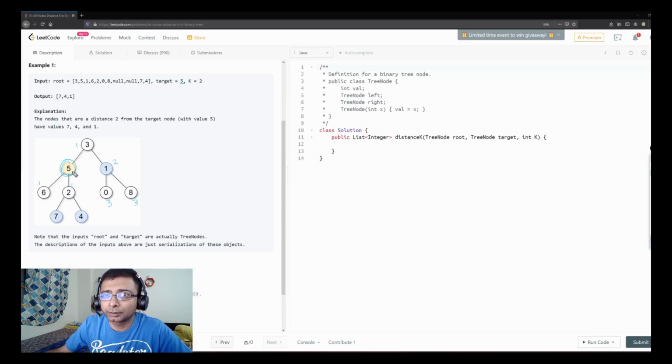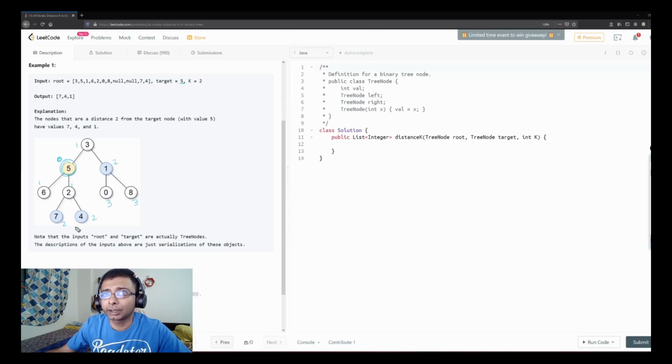So basically, how you find that out is how many steps you have to take outside. So from 5, I can go to 3, one step. From 3 to 1, another step. So this is two steps out from 5. Similarly, for 0, 5 to 3 is one step, 3 to 1 is the second step, and 1 to 0 is the third step. And similarly, here also we see that 5 to 2 is one step, 2 to 7 is the second step. Similarly, 5 to 2 is one step, 2 to 4 is the second step. So given the node 5, which is at level 0, these are the distances of the different nodes.